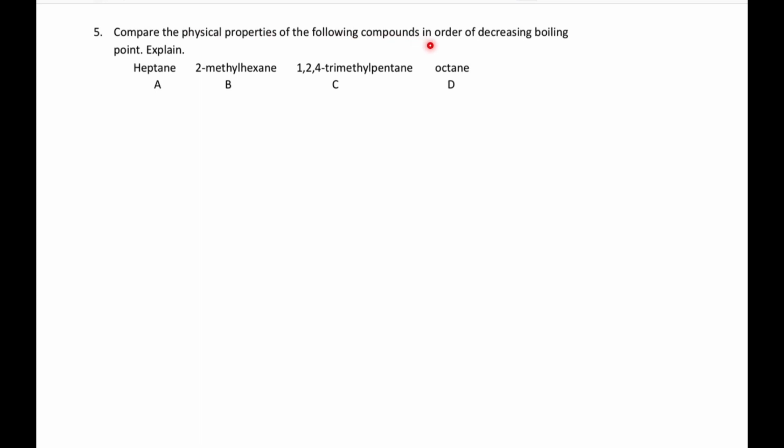Okay, next question. Compare the physical properties of the following compounds in order of decreasing boiling point. Demo decreasing boiling point and explain, of course. First, kita ada heptane. Heptane we got 1, 2, 3, 4, 5, 6, 7. Lurus sahaja. That's A. B, 2-methylhexane. So 1, 2, 3, 4, 5, 6. 2-methylhexane. Okay, that's B. C, 1, 2, 4 trimethylpentane. Pentane 1, 2, 3, 4, 5. 1, 2, 4. Okay, trimethyl.